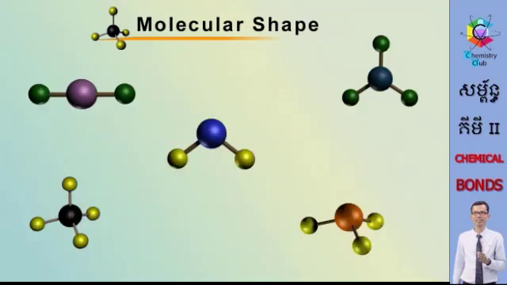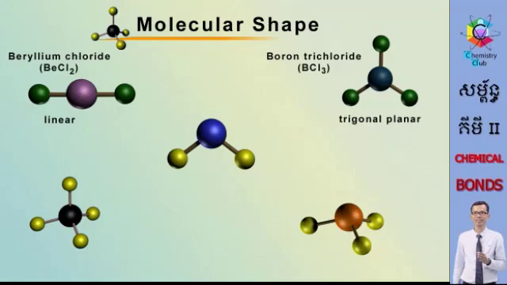Most common small molecules have one of 5 shapes: linear, trigonal planar, tetrahedral, pyramidal, or bent. In a linear molecule, all of the atoms lie in a straight line, as occurs in beryllium chloride. Trigonal planar molecules have 3 atoms at the corners of a triangle, with the central atom lying in the same plane. Boron trichloride is a trigonal planar molecule.